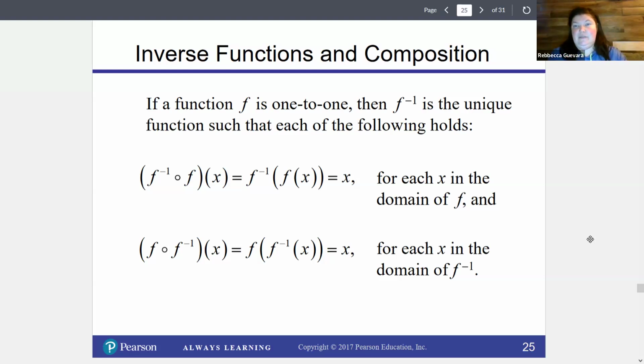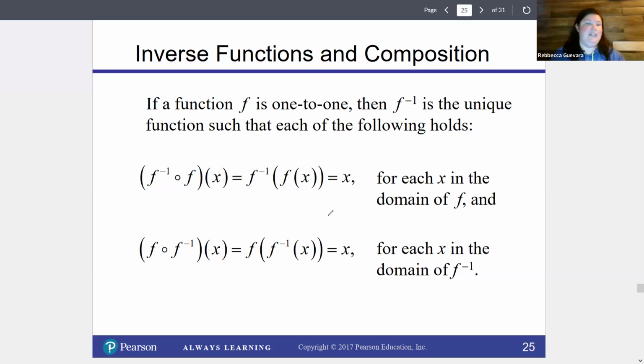As we see, a function and its inverse are still inverses of each other, so this isn't going to make a big difference. If we take f inverse and compose it with f, so f is on the inside of f inverse, what should happen is that we'll just get x back. If we have f composed with f inverse, so f inverse inside of f, we also expect to get x back, for each x in the domain of f and for each x in the domain of f inverse.